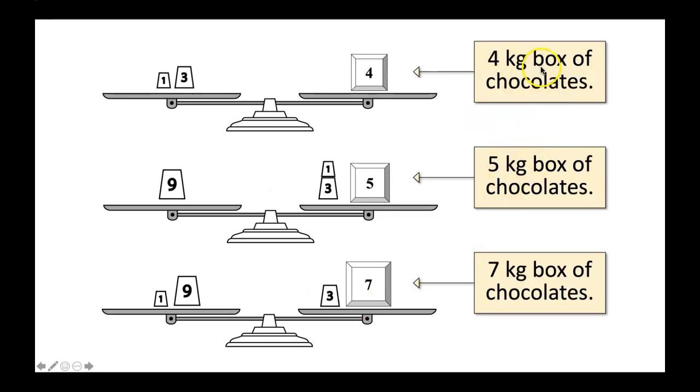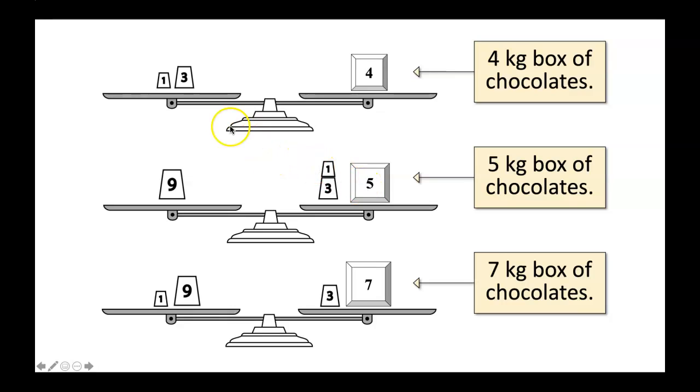So here is a 4 kilogram box of chocolates. So he has those 4 weights, and he uses the 1 and the 3 on this side to balance with the 4 on this side, so he knows that this chocolate box weighs 4. Now he has to get a little bit more tricky on this one.